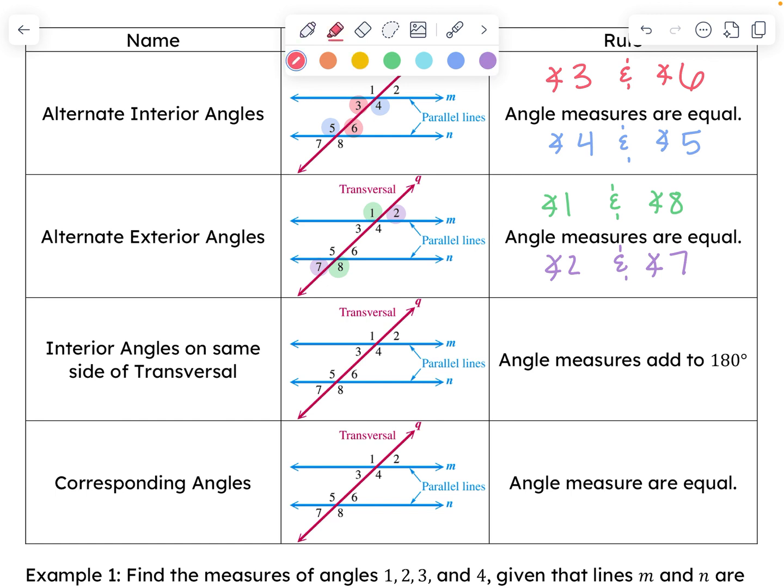The next relationship is interior angles on the same side of the transversal. Interior means that they're still inside the parallel lines, but now they're on the same side of the transversal. So angle 3 and 5 would be an example of interior angles on the same side of the transversal. And our other example in this picture would be angle 4 and angle 6. Now these have a slightly different relationship. Angle 3 and angle 5, or angle 4 and angle 6, add up to 180 degrees, which means they are supplementary angles.